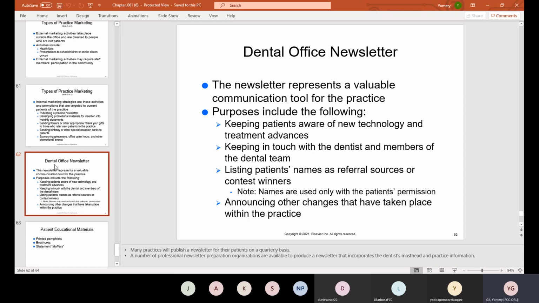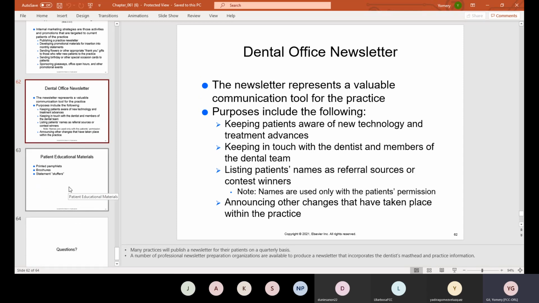Keeping in touch with the dentist and members of the dental team. Listing patients' names as referral sources or contest winners. Names are used only with the patient's permission, of course. You can't have somebody's name or last name on a newsletter and everybody can see it. Announcing other changes that have taken place within the practice. Like I said, new doctor, they're remodeling, new technology, etc.